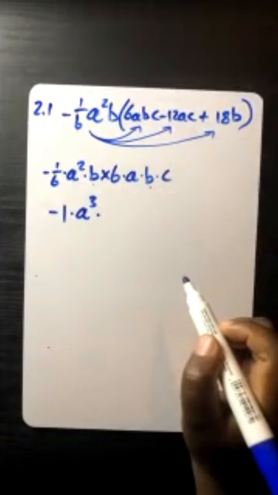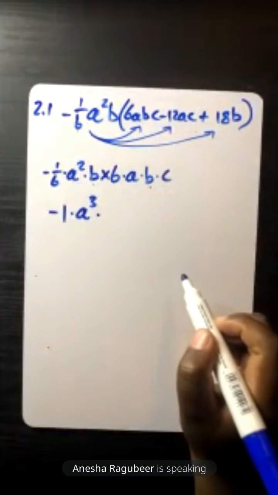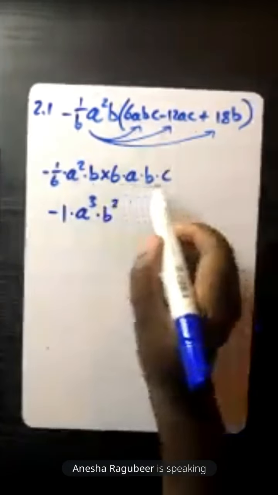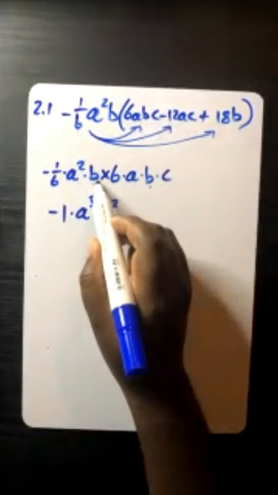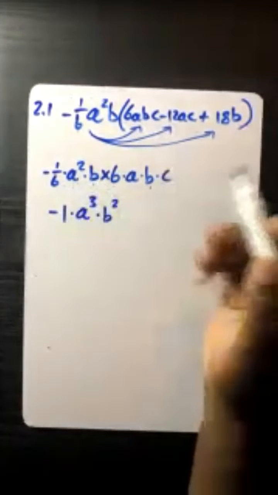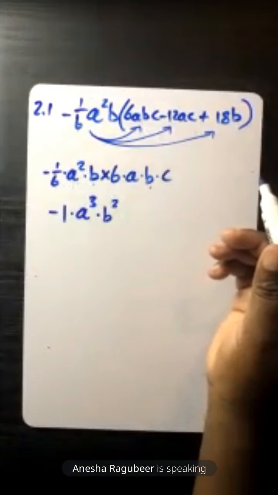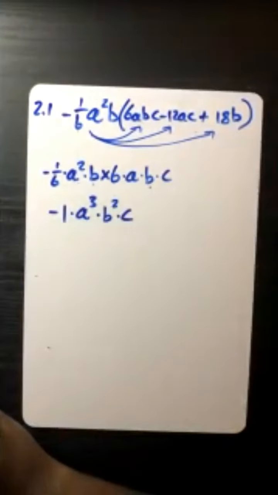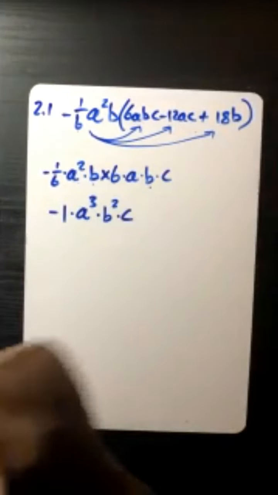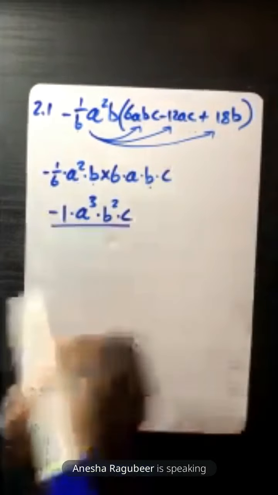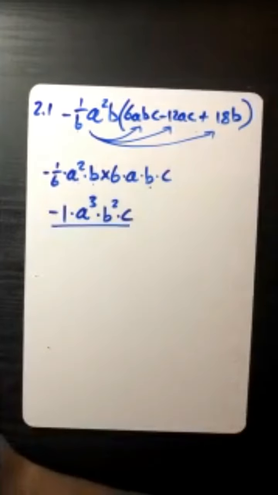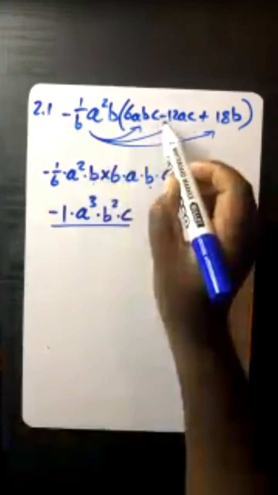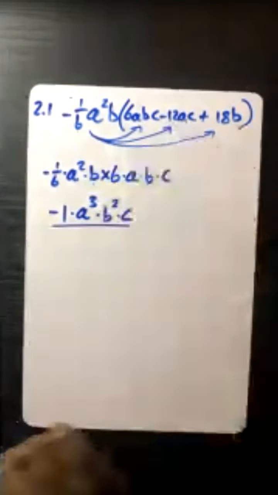So what is b times b? b times b is b to the power of 2. So do we have c there that we can multiply with that c? We don't have, isn't it? Yes, sir. So that means we just write c. So can you see how you work out that first part? Yes, sir. So we do the same when we multiply that middle term.